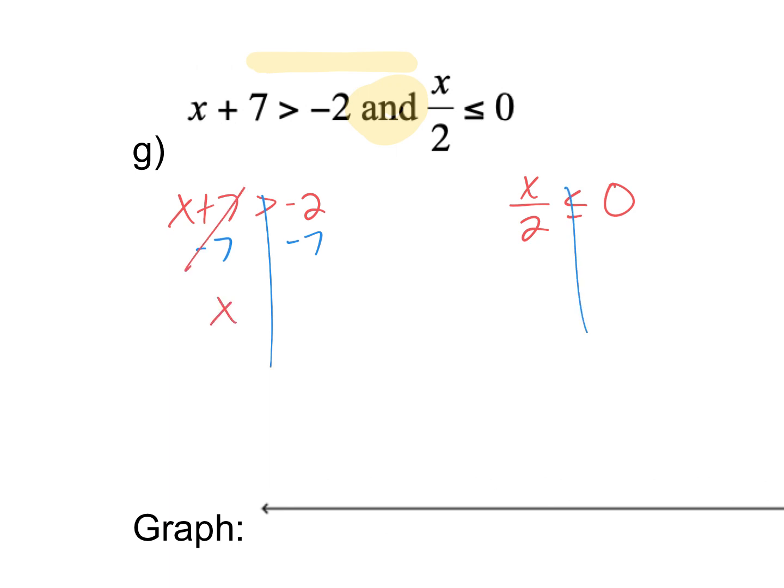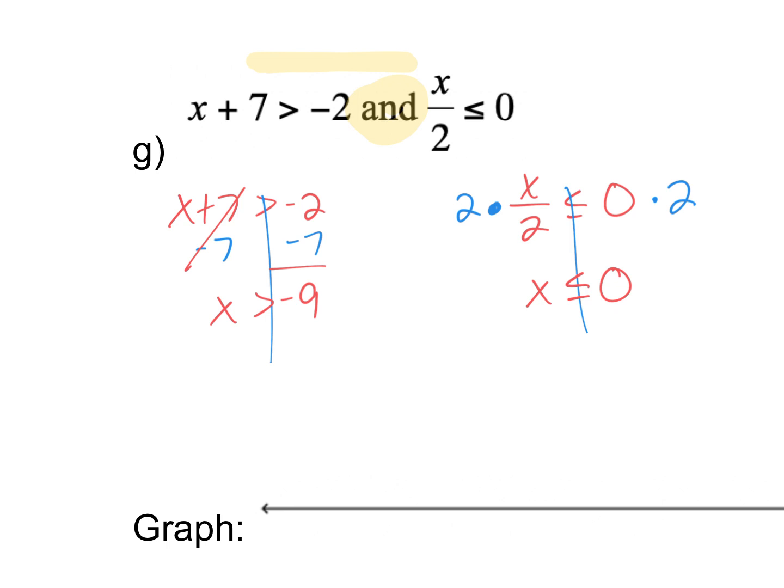Those cancel, and you have x is greater than, that would be what, negative 9? And then the other one, it's x divided by 2, so we have to do the opposite and multiply by 2. So x is less than or equal to 0. 0 times 2.